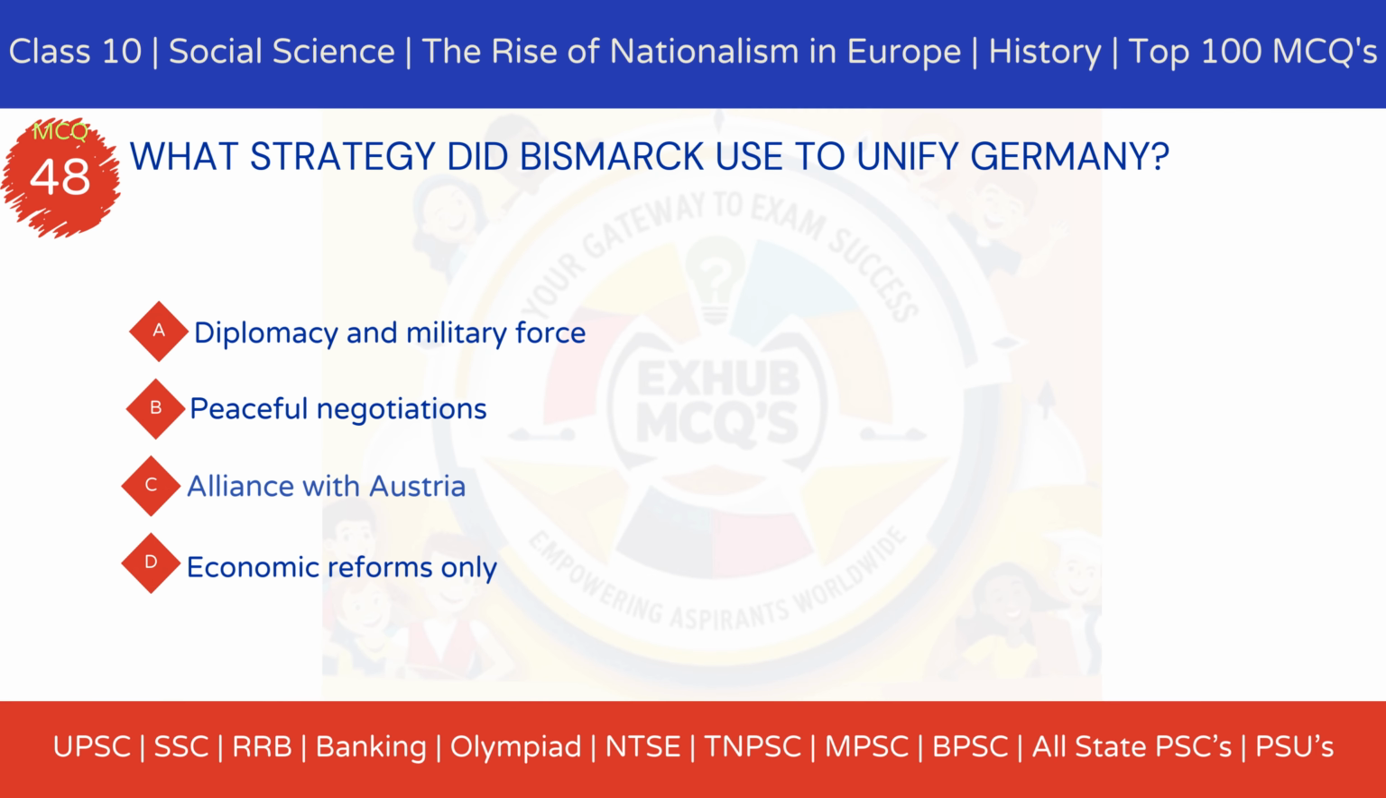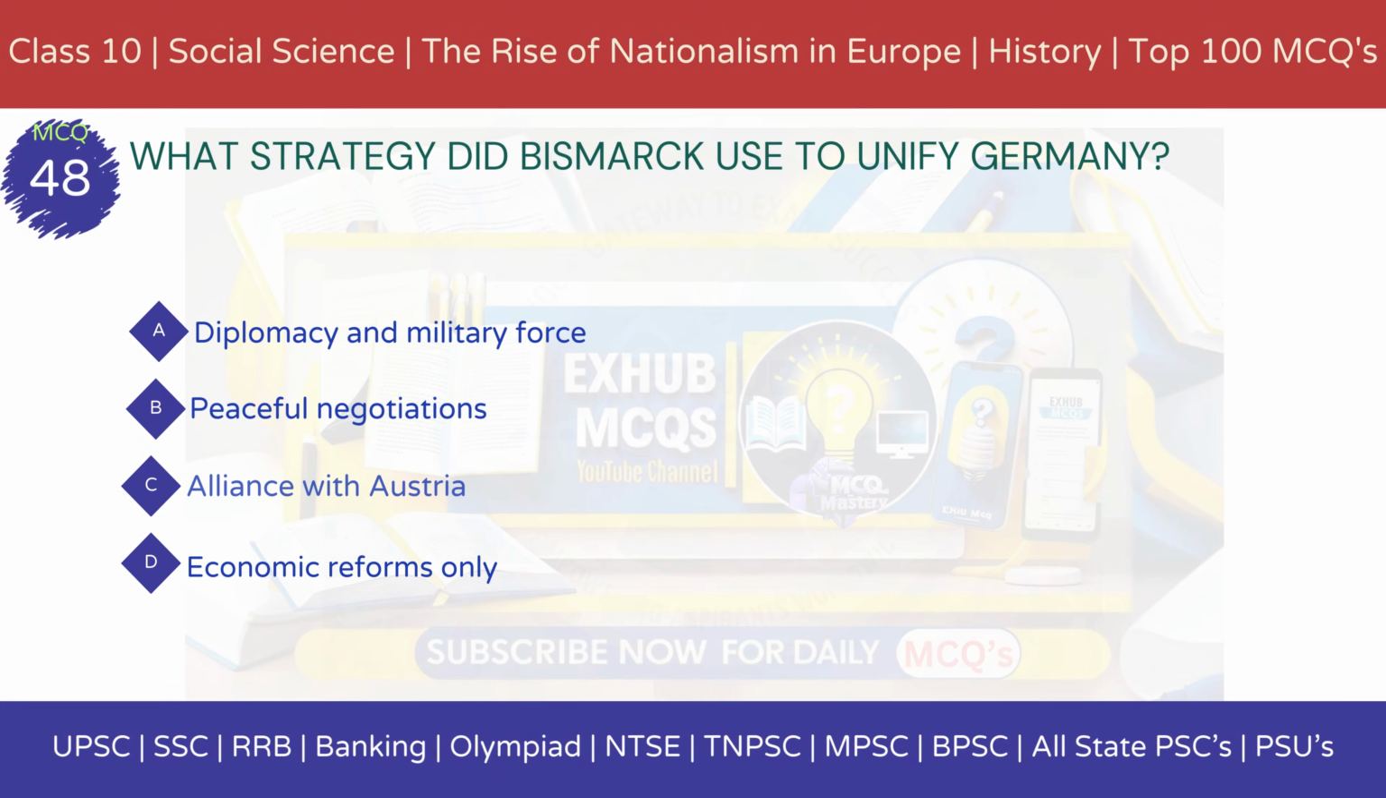MCQ 48. What strategy did Bismarck use to unify Germany? Option A, diplomacy and military force. Option B, peaceful negotiations. Option C, alliance with Austria. Option D, economic reforms only.